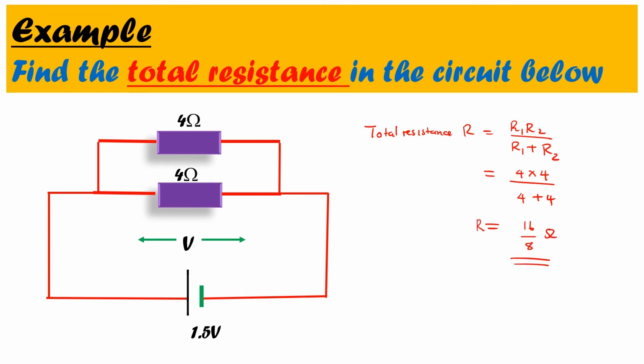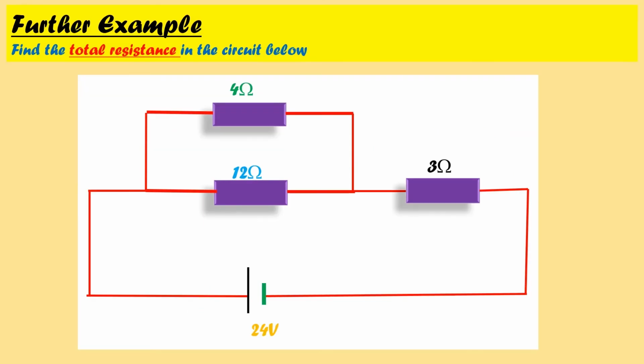Let's talk about this example. Still in this example, we are supposed to find the total resistance. We have 3 resistors, the 4 ohm resistor, the 12 ohm resistor, and the 3 ohm resistor, plus a battery which is 24 volts. Now our job is to identify which resistors are in series and which are in parallel. Remember, we said that resistors are in series when the current that flows through them is the same.